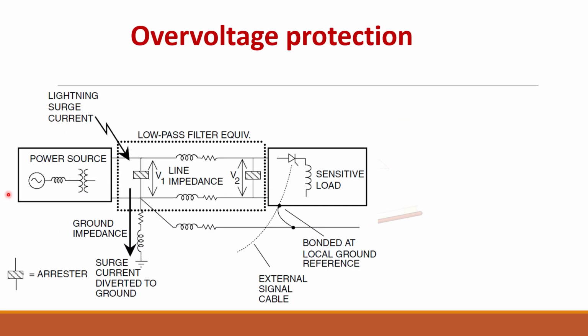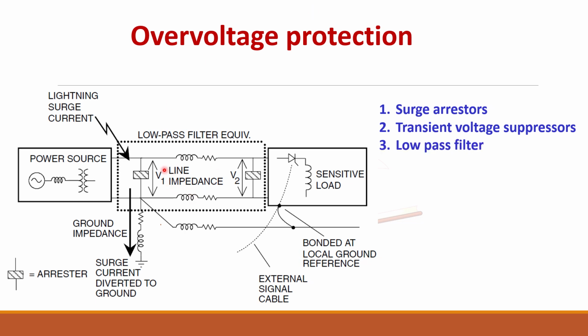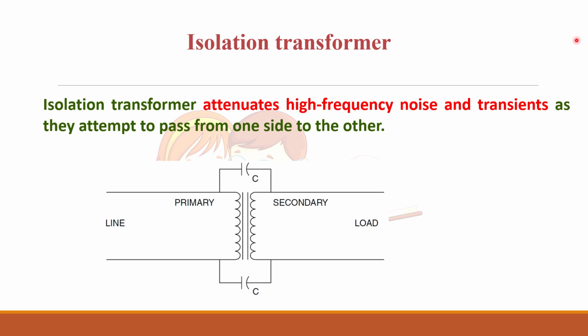So here you can see that the power source is connected to a sensitive load through this low pass filter. So using surge arresters or lightning arresters, we can divert the surge current to the ground. You can also use transient voltage suppressors, and a low pass filter can also be used to filter out the high frequency transients. You can also use isolation transformers in some conditions.